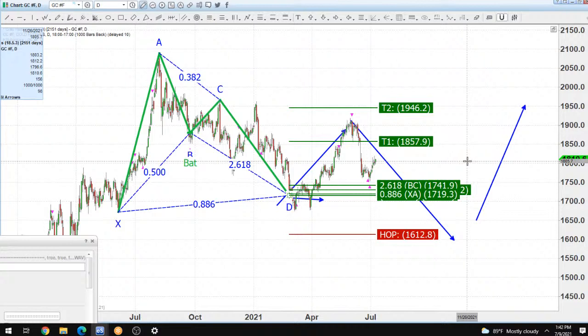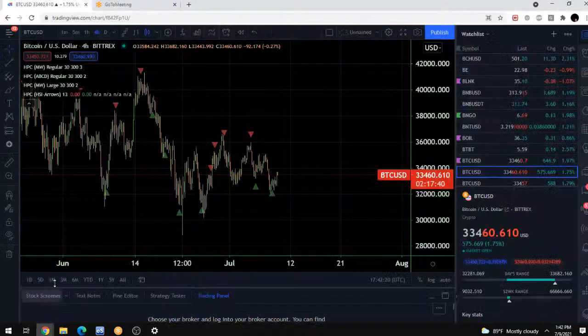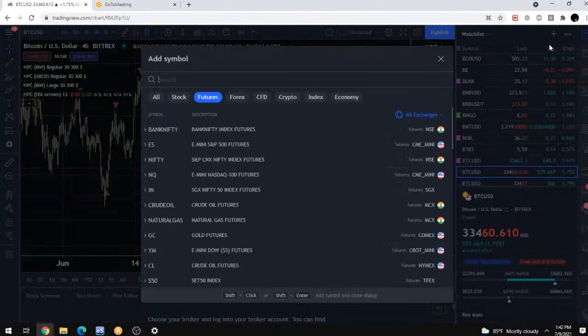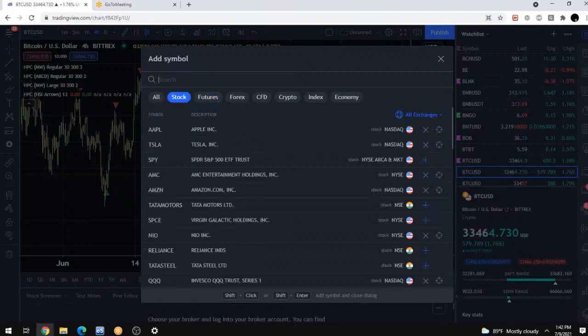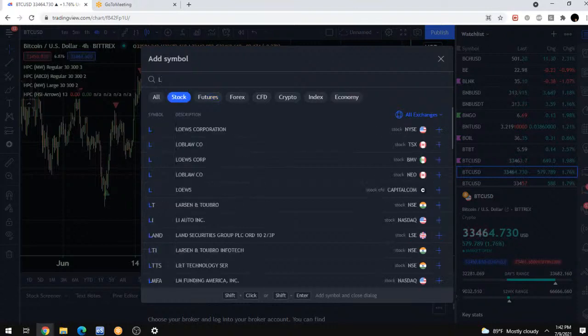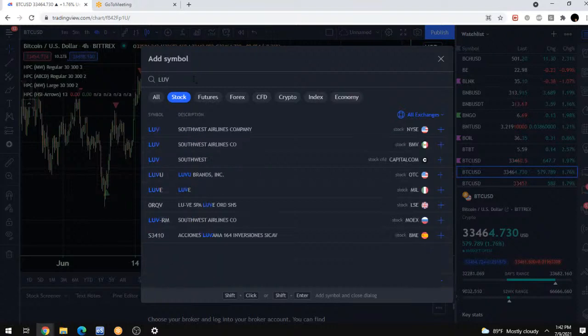Can I check TradingView on what? On the Southwest chart? Yeah, I can pull that up really quick. This is the TradingView program. And so here you go.